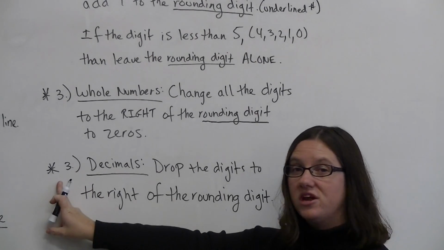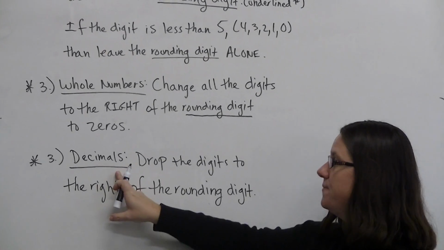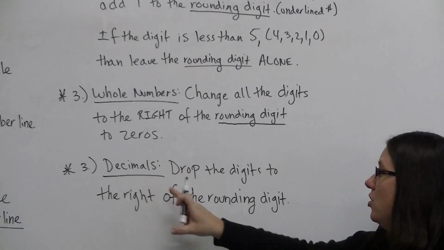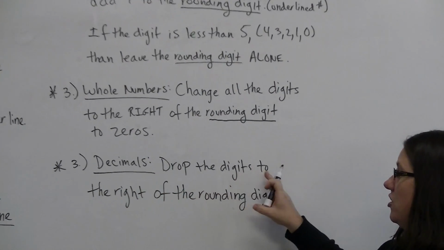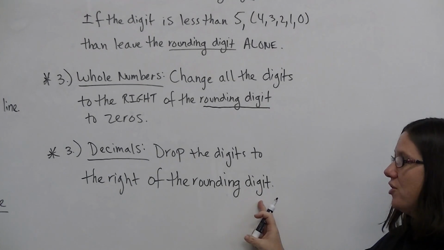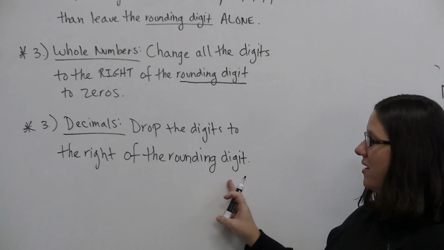So get your number 3 down here and write decimals. After you have either left that underlined digit alone or changed it in a decimal, you're going to drop the digits to the right of the rounding digit. It gets dropped. It doesn't get changed to a 0. They go away. You just drop them.